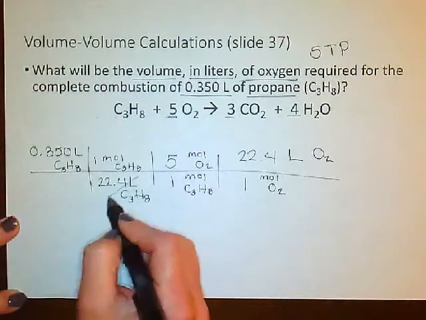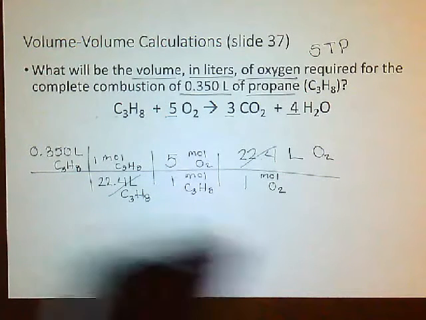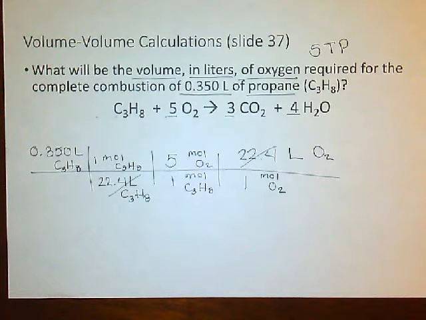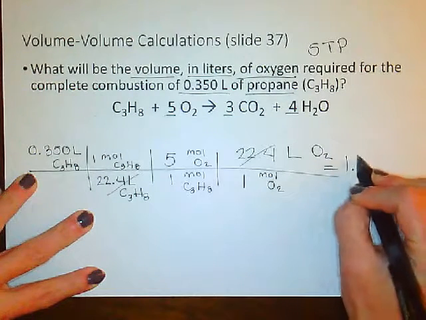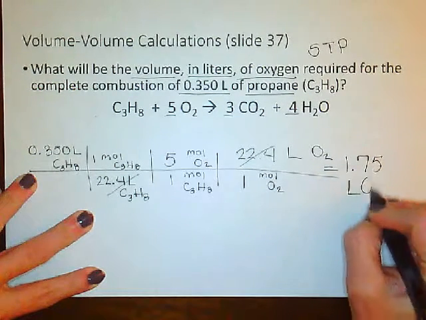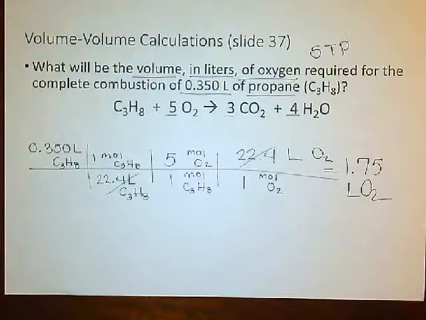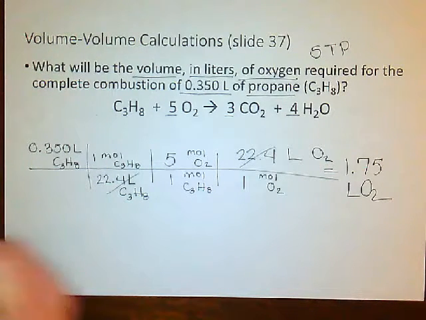Now, look at what can happen here. The 22.4s are going to cancel out, and so what you end up with is simply 0.350 times 5, and that is going to give us 1.75 liters of oxygen. And yes, it is that simple. See how nice and quick that was? We didn't have to calculate any molar masses whatsoever. So again, a volume to volume problem is actually a lot simpler than the mass to mass that we have been doing.